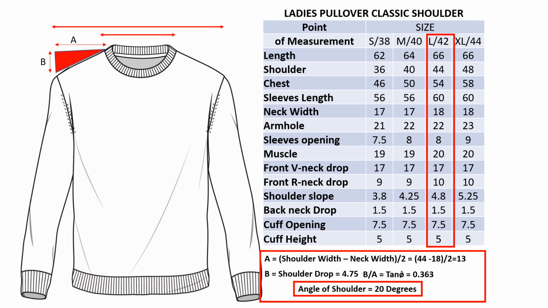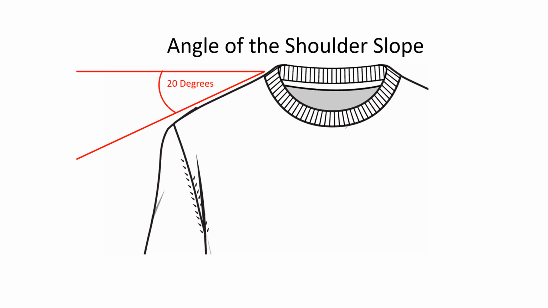The shoulder width given is 44 centimeters. The neck width given is 18 centimeters. The half value of the shoulder width minus neck width is 13 centimeters. The shoulder drop given is 4.75 centimeters. The tan value of angle theta would be 4.75 divided by 13, which is 0.363. The degrees of this tan value is equal to 20 degrees. Hence the angle of the shoulder is equal to 20 degrees.